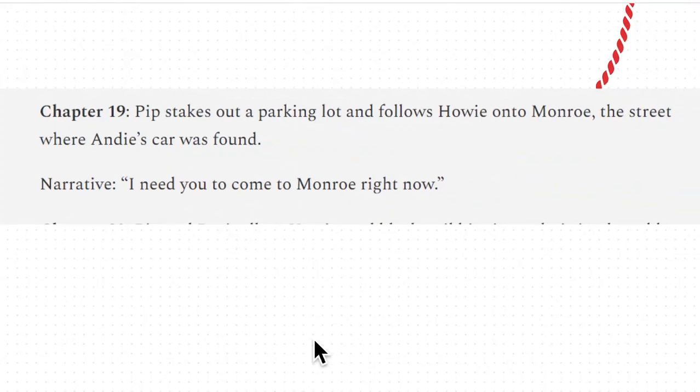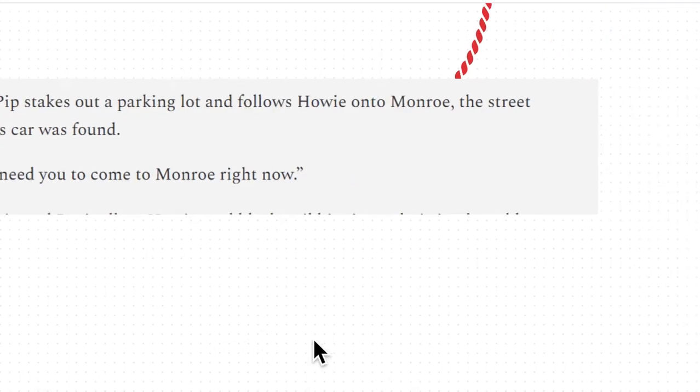In chapter 19, Pip stakes out a parking lot, and she follows Howie, the drug dealer, onto the street where Andy's car was found. The narrative last line is, "I need you to come to Monroe right now." And she says that to Ravi. That is sort of our little cliffhanger. I would say that chapter 19 and chapter 20 form one scene.